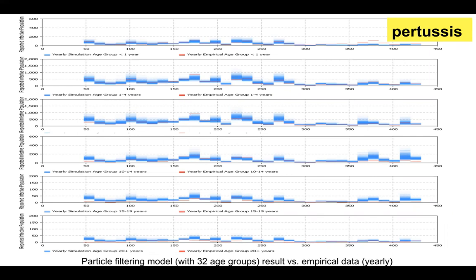Although in the particle filtering model we have divided the population into 32 age groups, on the empirical data side we can only separate the data set into six different age groups. So finally, we can only show the comparison between the model results and the empirical data in the six different age groups. By comparing them, we can see that the particle filtering model can estimate different age groups' yearly reported cases quite accurately.